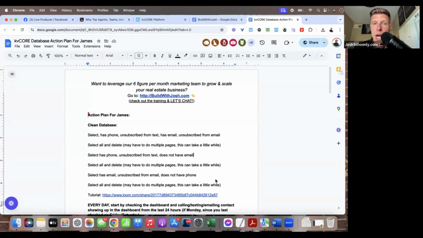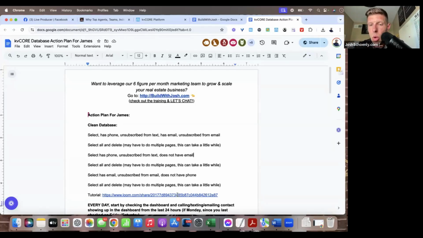Number one, I went and I filtered for all the contacts that I have that have phone and are unsubscribed to text, and have email and are unsubscribed to email. In other words, there are contacts in my database that I can't communicate with. So what's the point of having them there? They're doing no good being in there. Get them out. So we filter for that and we delete all of those.